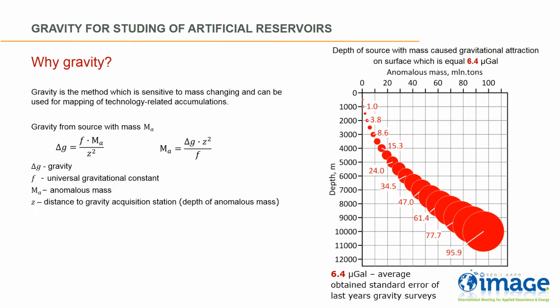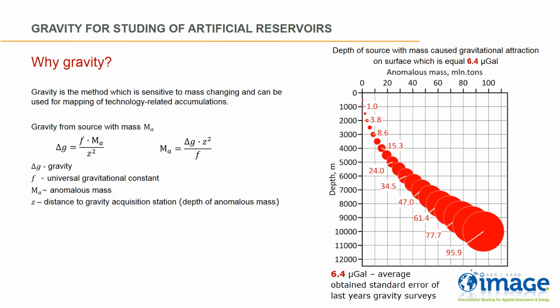It should be mentioned that the anomalous mass must be large enough to create a gravity effect that can be measured by modern high precision gravimeters. On this slide you can see the anomalous mass dependent on depth, which creates a 6.4 microgal gravity effect, which is equal to the average standard error obtained by our company in last year's gravity surveys using modern high precision gravimeters.